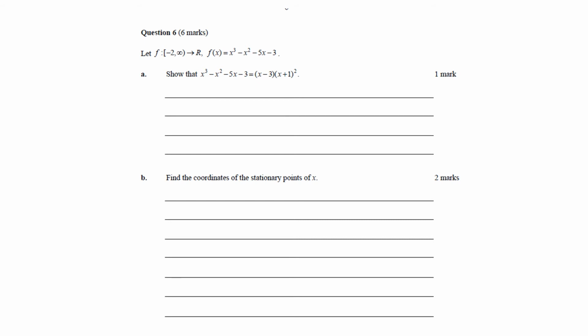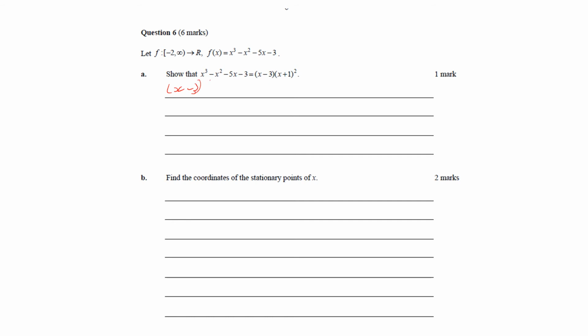What you can do instead is, rather than trying to show that your left-hand side is the same as your right-hand side, you can show that your right-hand side is the same as your left-hand side for this. So if we're going to do that, all we need to do is expand the brackets. So I'm going to expand my x plus 1 first. I'll just leave my x minus 3 for now.